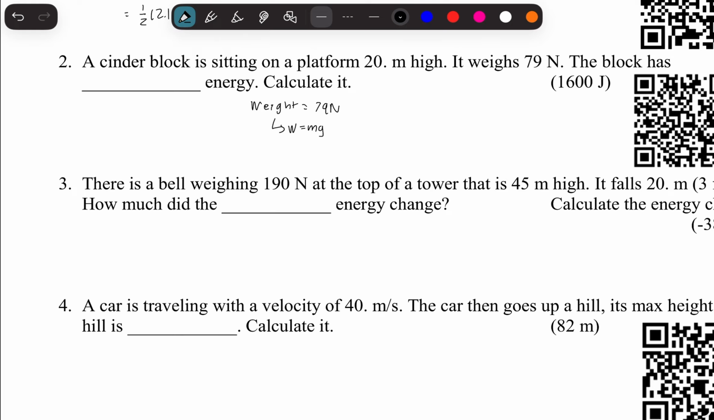So we know that because it's elevated, when something is elevated, you can consider it to have potential energy. So then you know that your potential energy is going to equal your weight times your height. And here we know that that is 79 and 20. So that's going to be 1,580 joules, approximately 1,600.